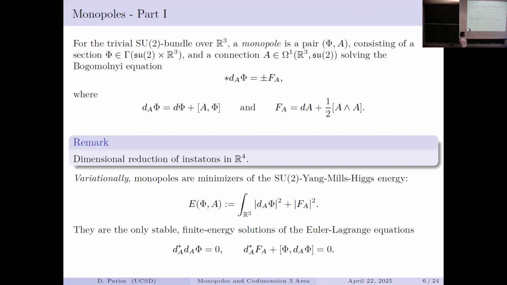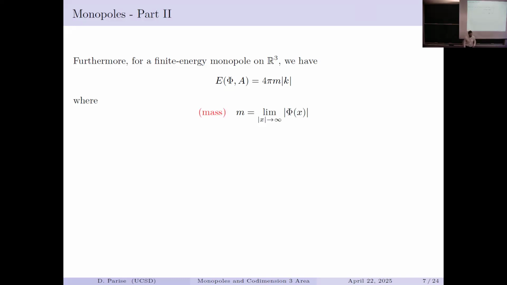So monopoles satisfy this equation, okay? And variationally, they're minimizers of this energy. But they also have other interesting properties. In particular, if you consider finite energy monopoles, their energy will be given by 4 pi times m times k. What are these values, m and k? M is the so-called mass, so it's the limit at infinity of this phi.